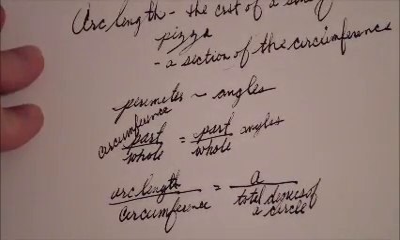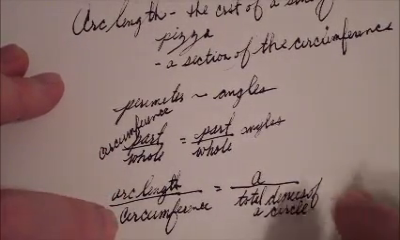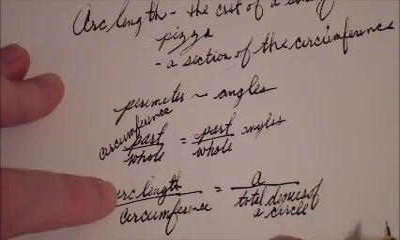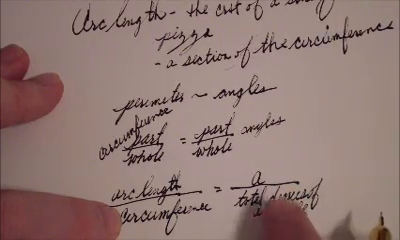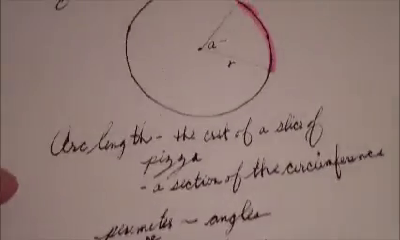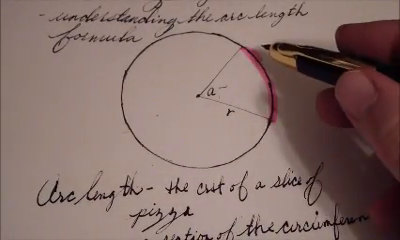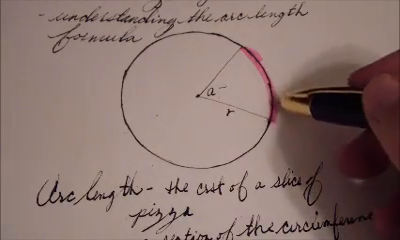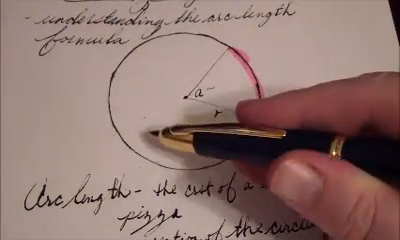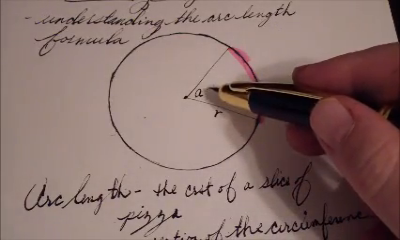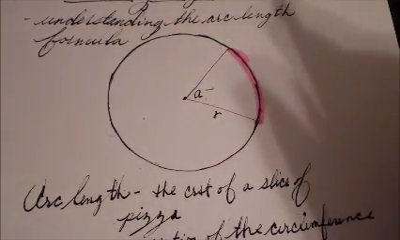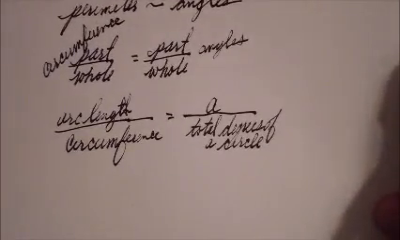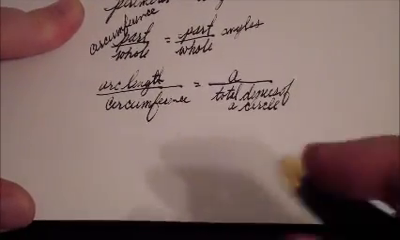This is what I mean about part over whole. The arc length divided by the circumference is equal to the angle of interest divided by the total number of degrees of our circle. So again, looking at this picture, we're going to relate the arc length, which is part of the circumference, divided by the whole circumference, related to the angle of interest over the entire angle of the circle. So this is the formula right here.